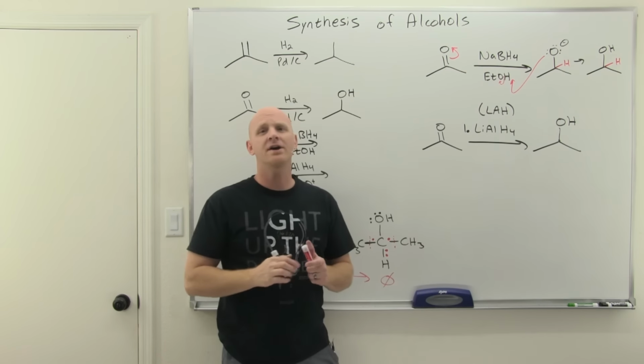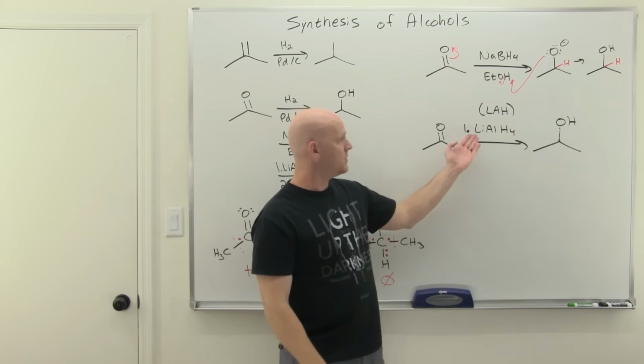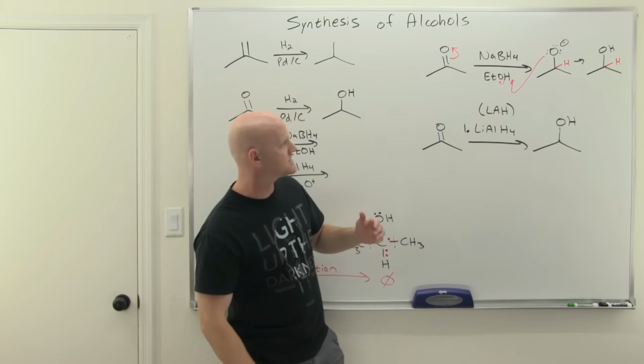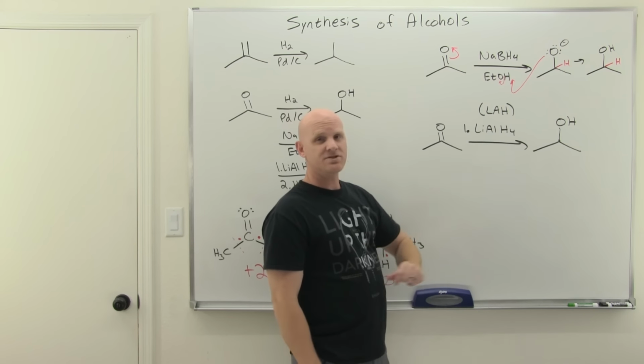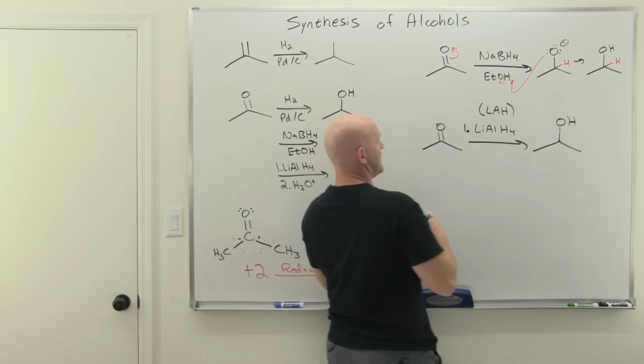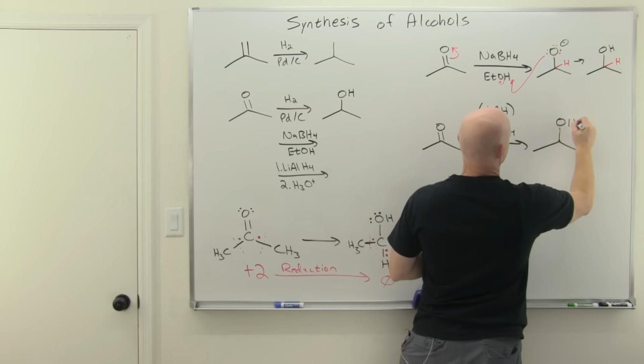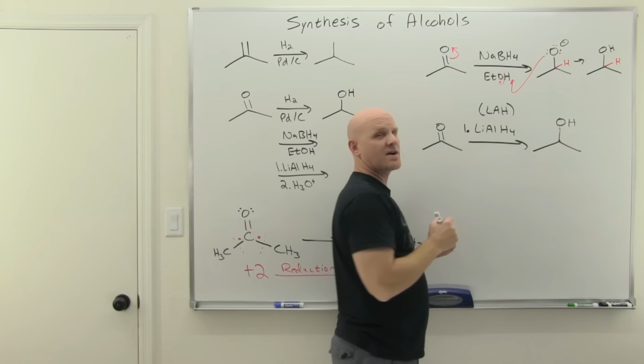We'll use lithium aluminum hydride in an aprotic solvent, and nobody ever takes the time to show you what that aprotic solvent is, but it's usually an ether or something like that. You don't have to list it, just put lithium aluminum hydride. Using lithium aluminum hydride would get you this far. It would get you to the alkoxide.